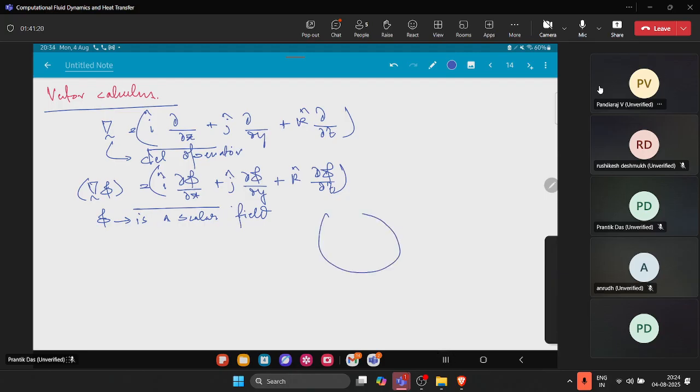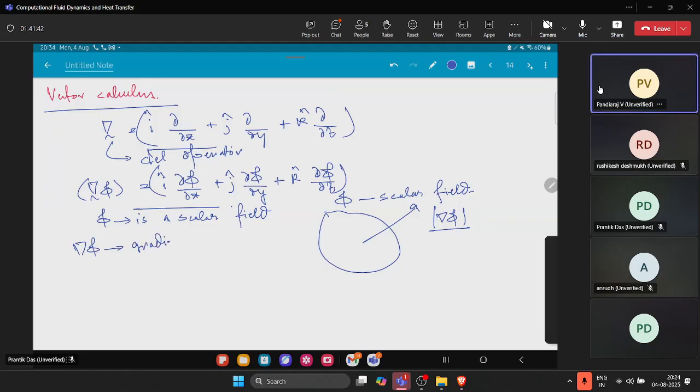So if this is your phi scalar field, and I want to find the gradient of phi, it is giving me the direction in which the rate of change of phi is maximum. So gradient of phi is giving me the direction in which the rate of change of phi is maximum.